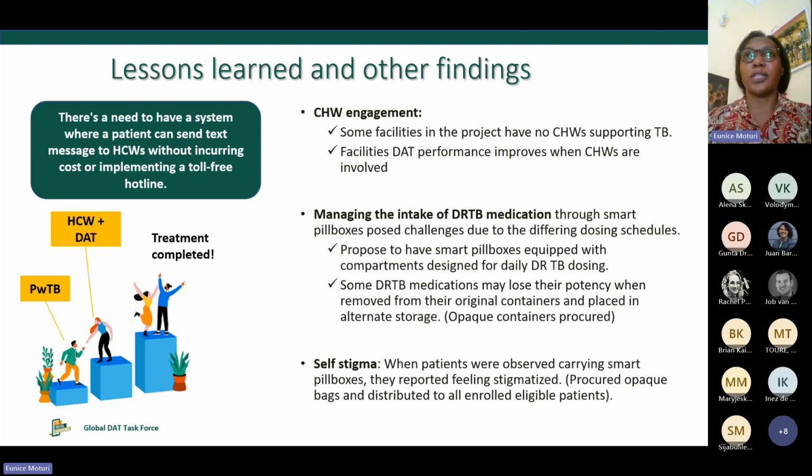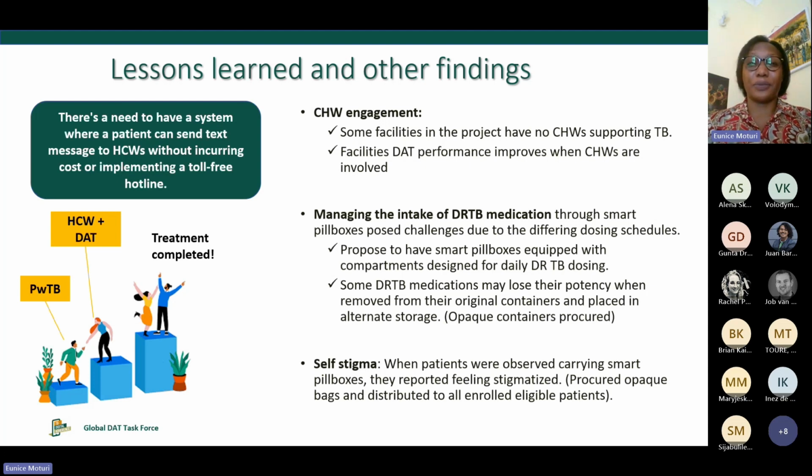Also, initially when we started implementing the DAT project, there was a pathway we envisioned to follow. But as we continued implementing, there are some things we changed. For example, at first, not all health facilities had the CHWs engaged, and we said we would just implement the way the facilities are. If they were implementing without CHWs, we'd continue that way. We did not want to introduce new things to them.